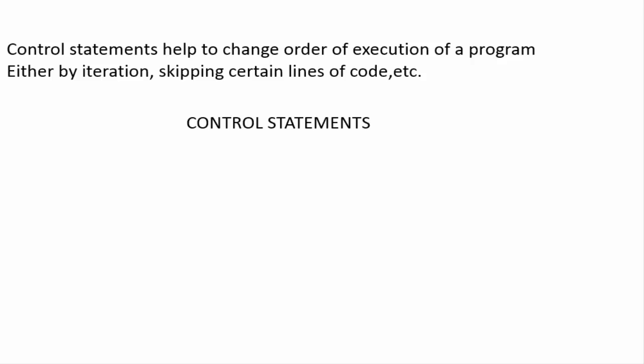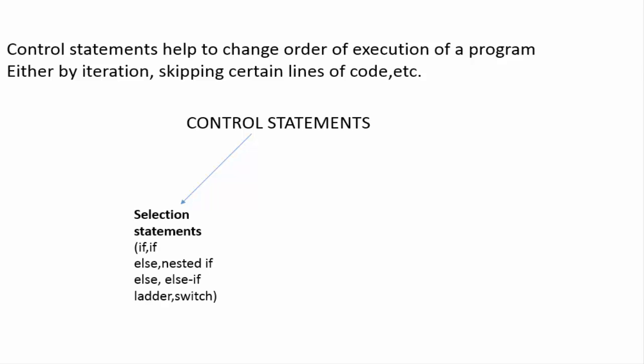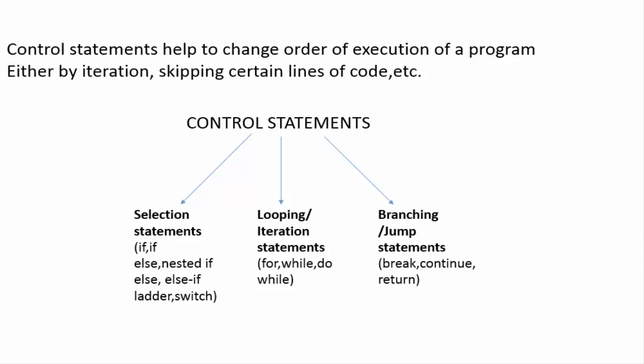So there are three types of control statements. First is the selection statements, which include if else, nested if, else if ladder and switch. Next is looping, which is also called iteration statements. They are basically loops in your program, and these looping statements are for, while, do while. And the third is branching or jump statements. They are break, continue and return. These are the jump statements that help you to skip certain lines of code in your program.